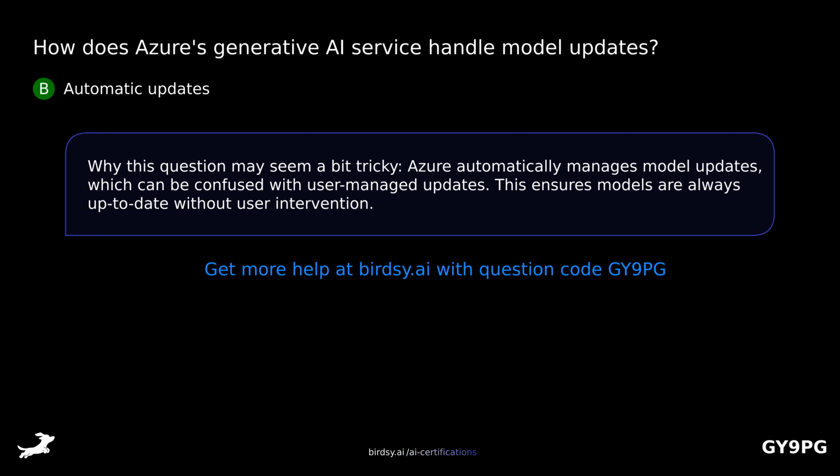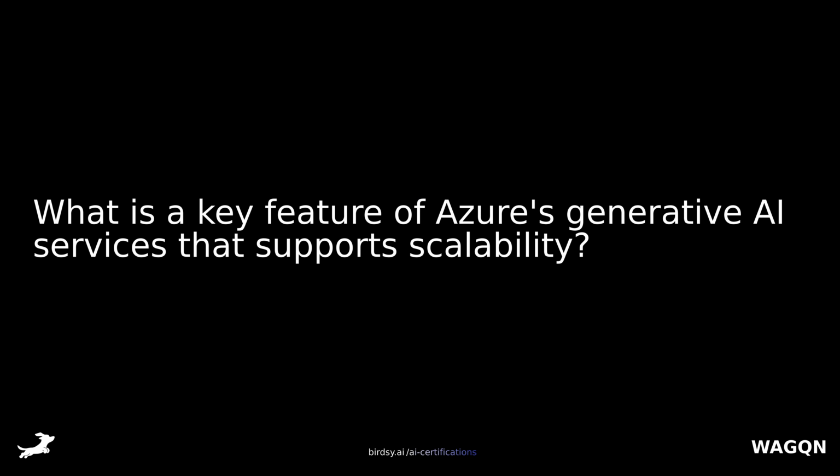Why this question may seem a bit tricky. Azure automatically manages model updates, which can be confused with user-managed updates. This ensures models are always up to date without user intervention. What is a key feature of Azure's generative AI services that supports scalability?